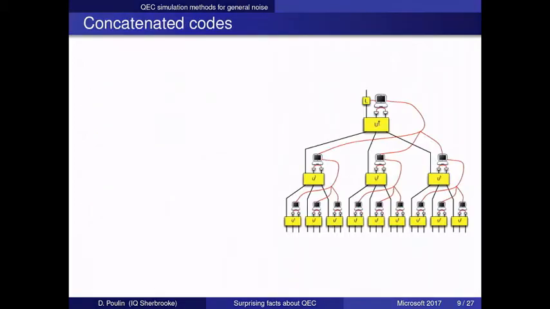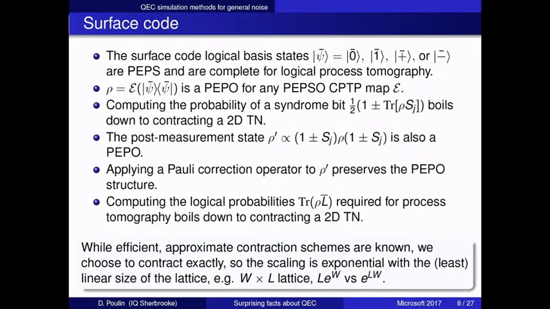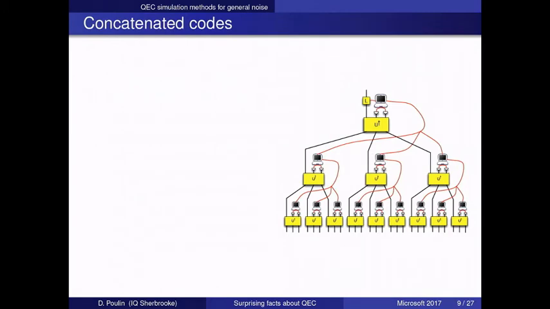Okay. The other type of code, so this was surface code. We've also studied concatenated codes. Now, this is what a concatenated code looks like. And just by looking at it, you can see, oh yeah, the tensor network behind this is a tree. And trees can be contracted efficiently. And indeed, that's the case.